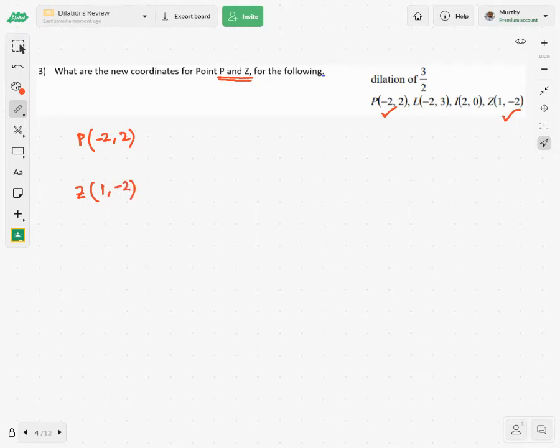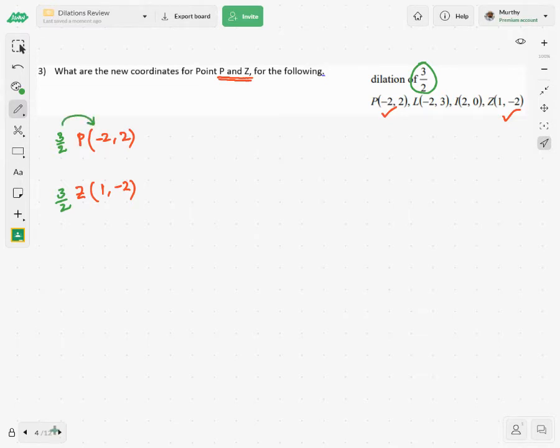Friends, as I told you before, we need not compute all, because in this particular question you are asked to find only 2 points. And next, coming to the scale factor, I see that the scale factor is 3 over 2. Therefore, these 2 points are to be multiplied by 3 over 2.